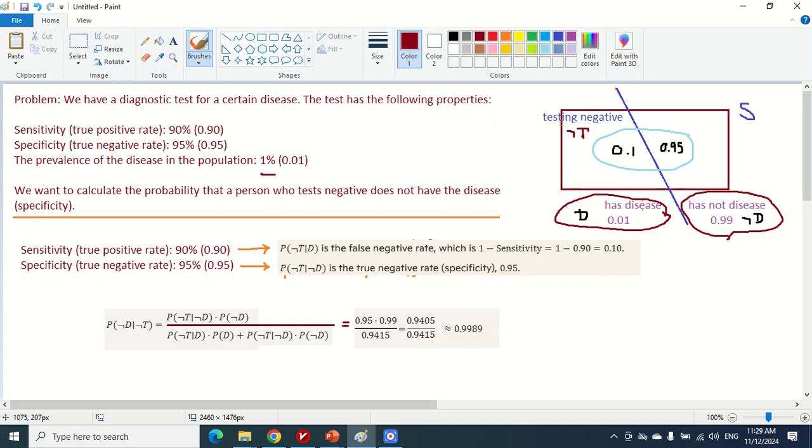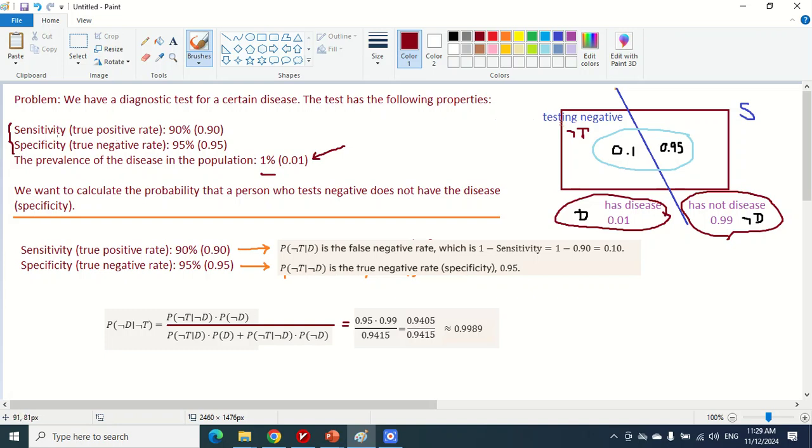So we have a partition of the population that we can divide into two parts. One part that has no disease with the probability of 0.99, and one part that has the disease with the probability of 0.01, based on this information. Two more things are given in the question. One is the sensitivity and the other one is the specificity.